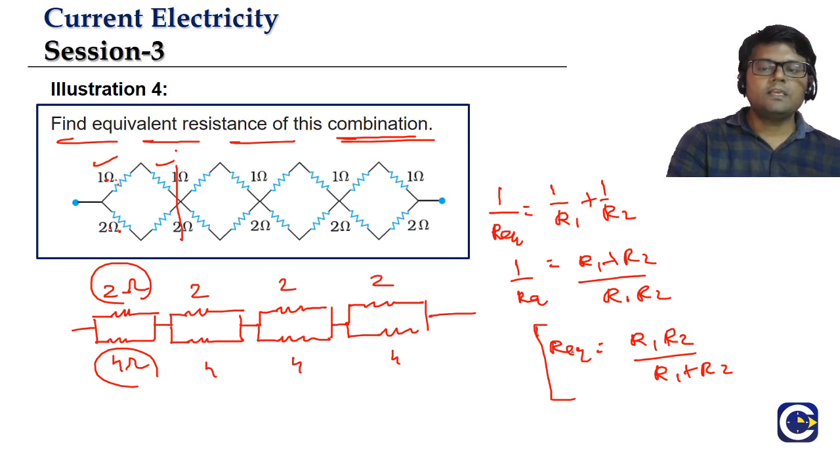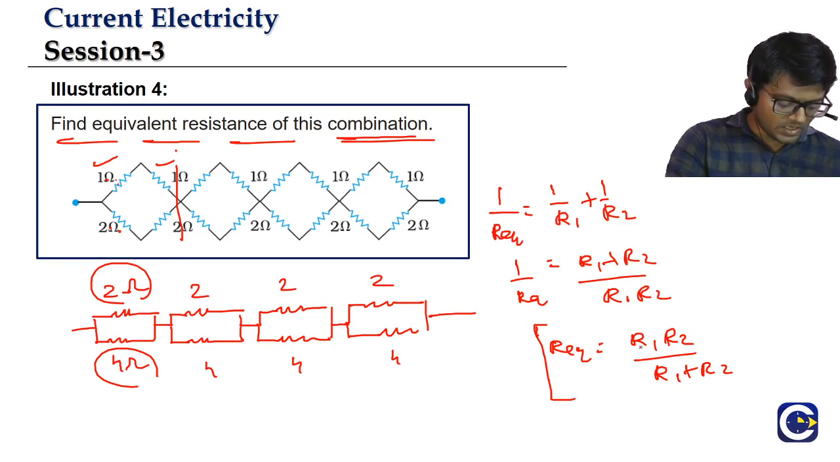If you have a parallel combination of 2 resistors, what is the equivalent of these two? It will be R1 R2 by R1 plus R2. This is the standard formula we can remember. Okay, a lot of us are able to get the answer, guys. What is the answer? You are saying 16 by 3.